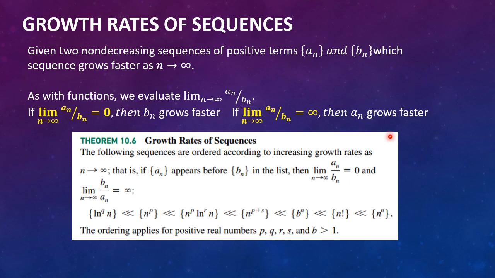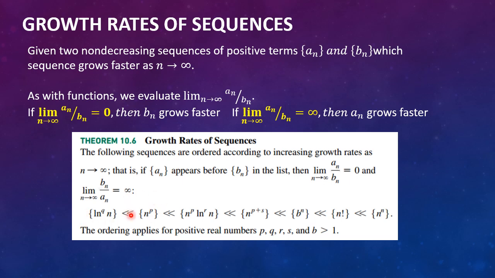So that leads us to this theorem 10.6, the growth rate of sequences. And basically, this is an ordering. The most important part of this is the ordering at the bottom. What these double less than signs mean is that the function to the right is growing faster than the one to the left.